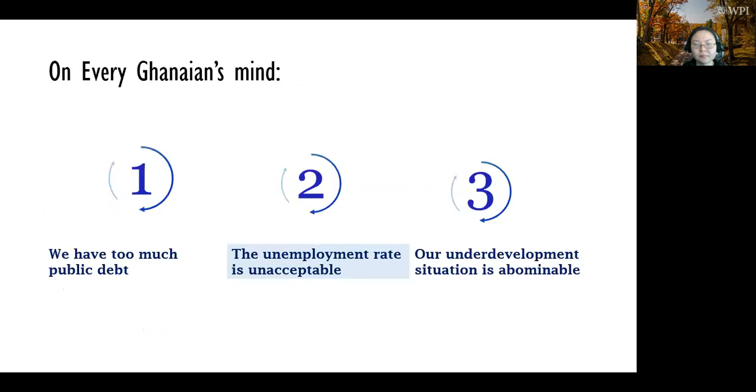But if we were to ask any Ghanaian to summarize the country's situation at this very moment, they will tell you that, first of all, public debt is too high, and the unemployment rate is unacceptably high. Also, the underdevelopment situation is abominable. They just cannot understand it. These issues are a mix of social and economic issues, but this does not mean that these are the only issues facing the Ghanaian people.